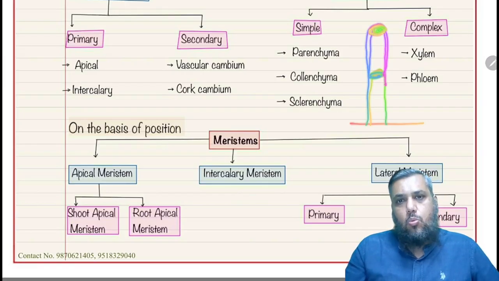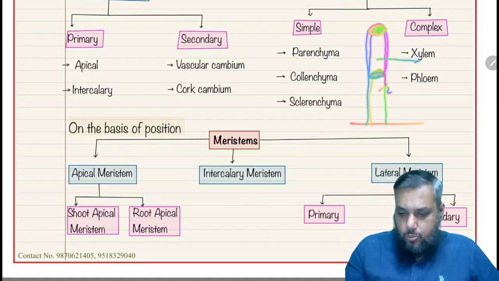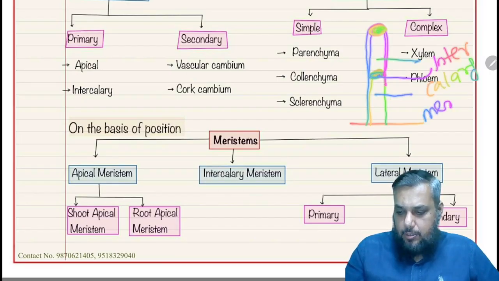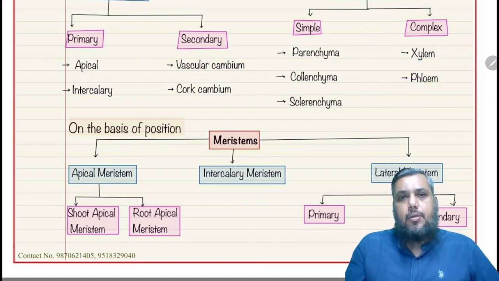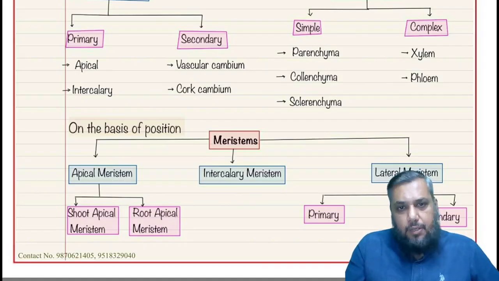Okay, so now what I find is that a little bit of the SAM has been left behind between two permanent tissues, and that is what we call the intercalary meristem. So what is the intercalary meristem? It is the left-behind shoot apical meristem between the permanent tissues. And from this meristem, axillary buds also develop.